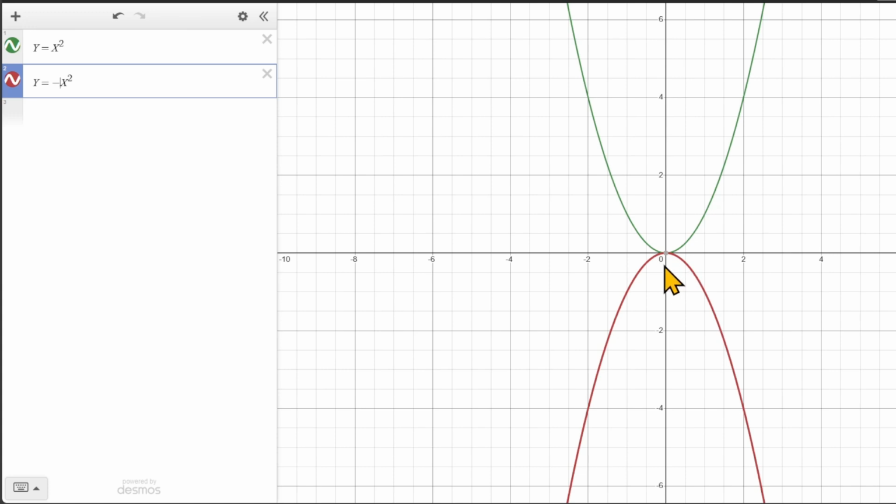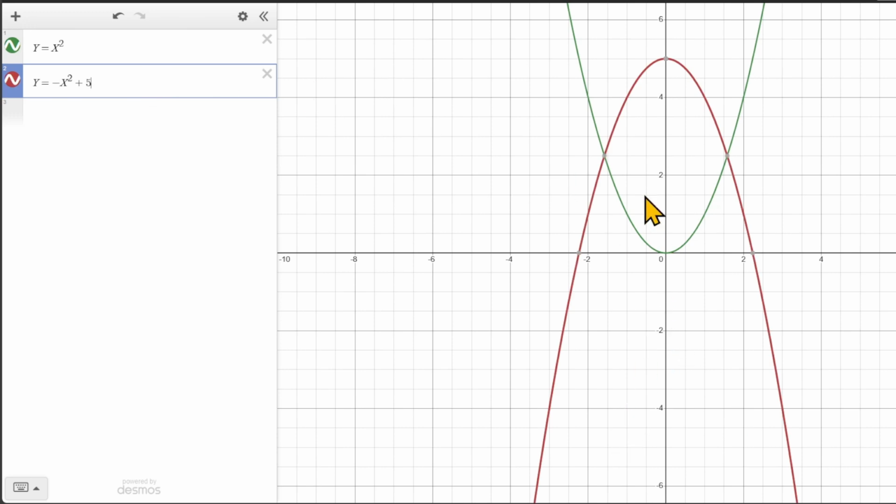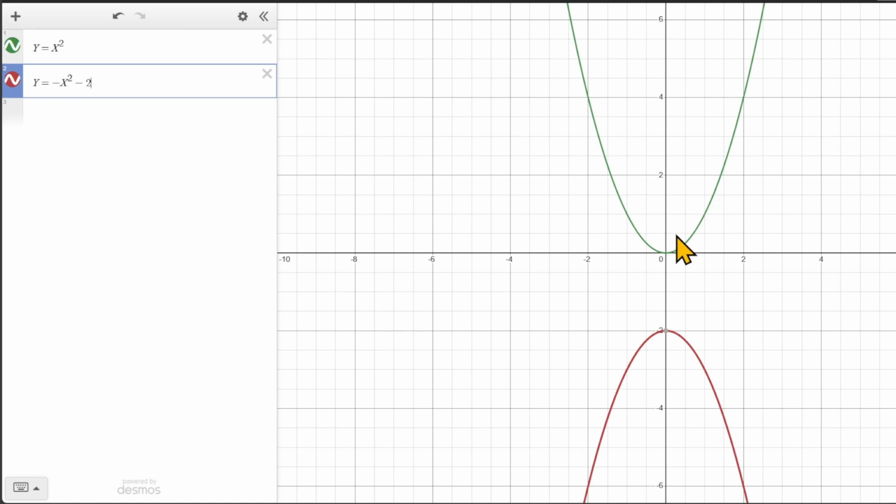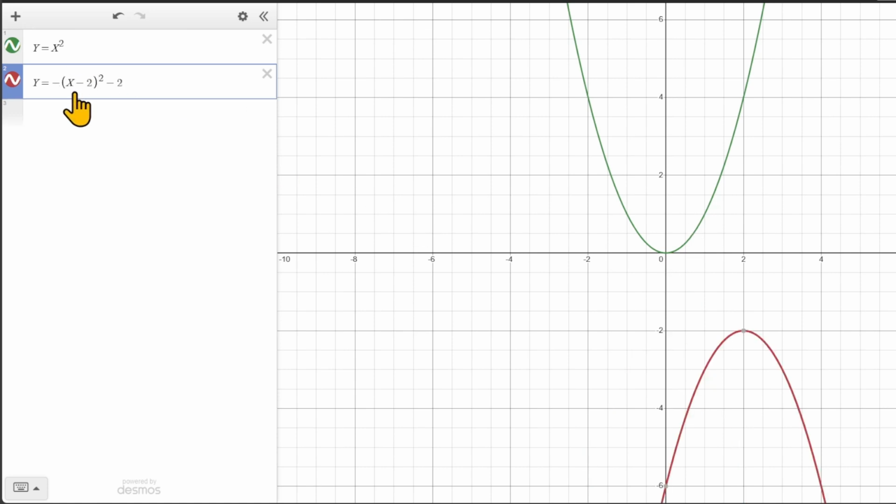Now, the same thing can happen here. I can shift this to the left or right. I'm talking about y equals minus x squared. If I was to add 5, I've shifted the parabolic function up 5 spaces. And if I was to subtract 2, it would shift it down 2 spaces. So what I did here was, first, it's a reflection. The parent function is y equals x squared. The minus sign made it reflect across the x-axis. The -2 shifted it to the right 2, and the -2 outside the parentheses shifted it down 2.